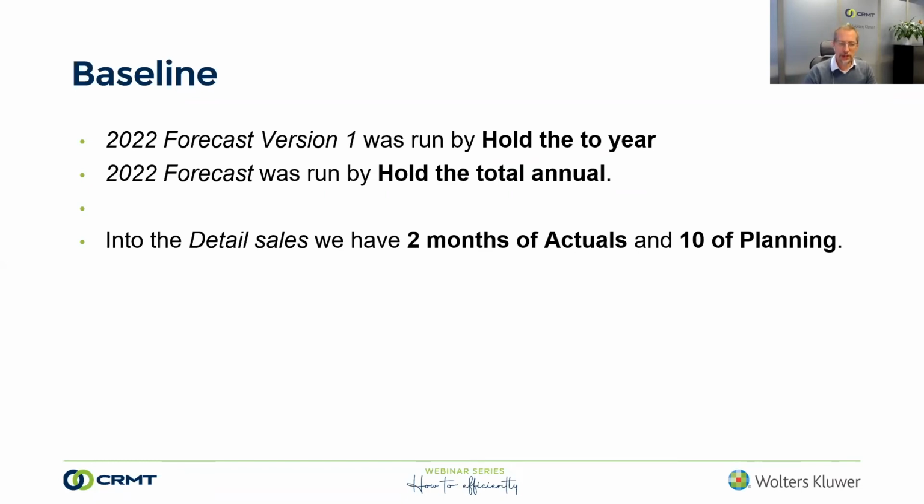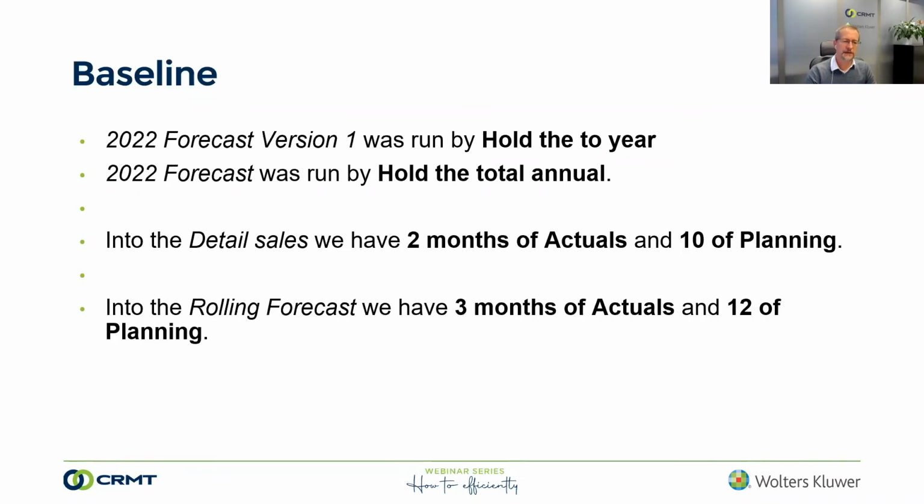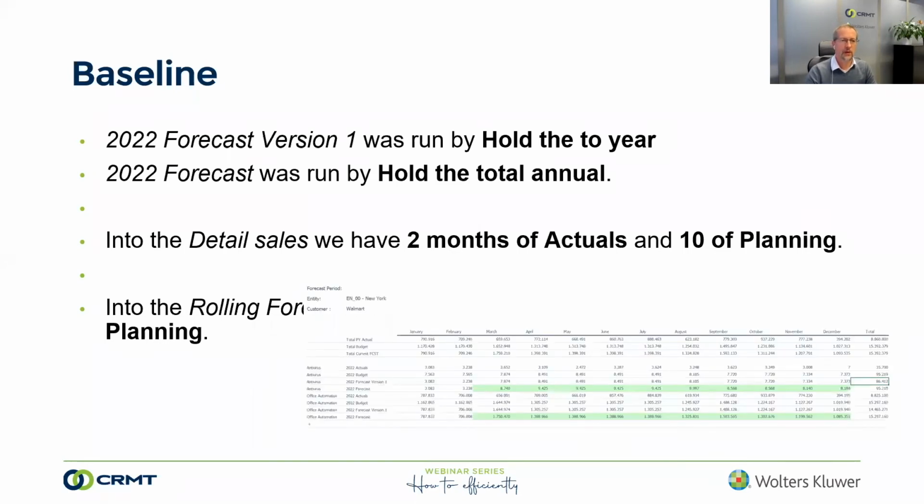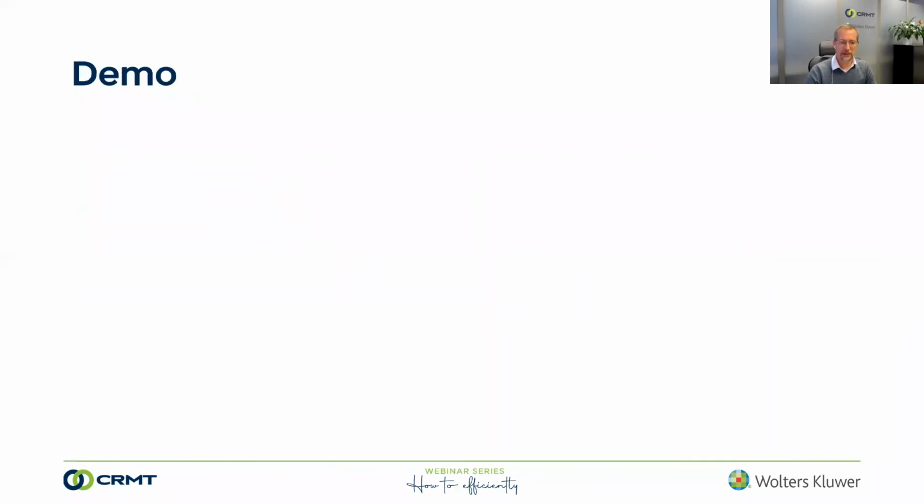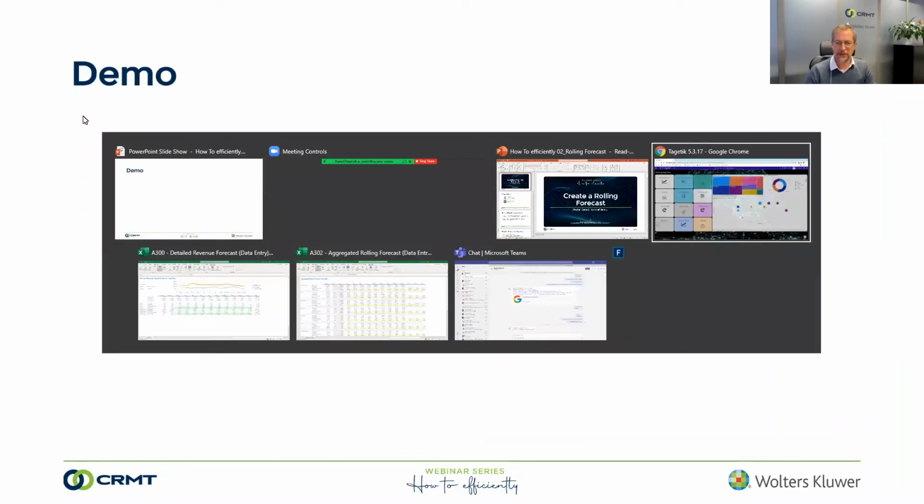Then we will show you the example of the report with the detailed sales, where we will have first 2 months of actuals and then 10 months of forecasted numbers. And then the second example will show you the rolling forecast, where we will have the first 3 months of actuals and then 12 months of the forecast. With that, Stefano, can you please take over and show us these examples?